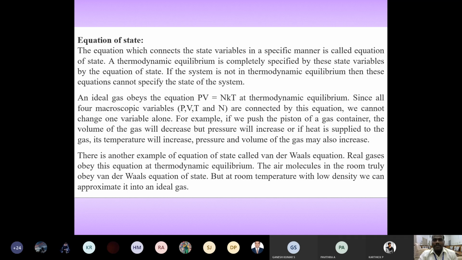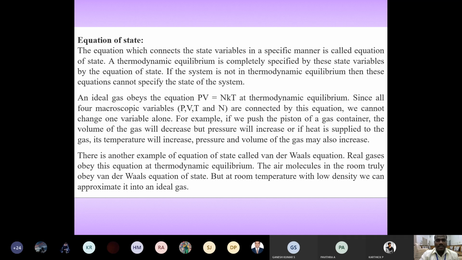Also, in thermodynamic equilibrium, we can correlate these variables with the equation of state. If the system is not in thermodynamic equilibrium, then this equation cannot specify the state of the system. So if the system is in thermodynamic equilibrium, it should follow the equation of state.